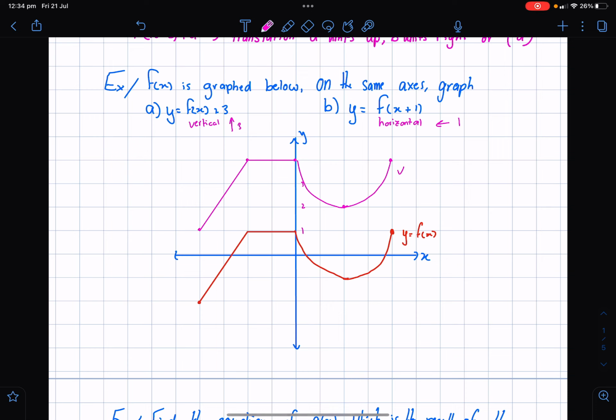So remember, when we're graphing, we always label our equation. Okay, plus 3, not plus 1, plus 3.